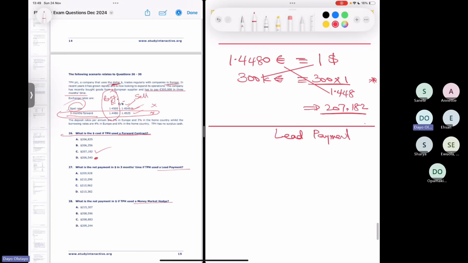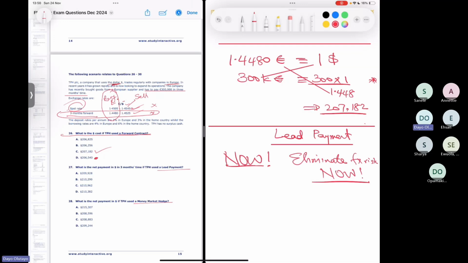Lead payment is 27. Like I said, lead payment is about now. Remember, forward is about future, but lead payment is about now, which means you want to eliminate FX risk now. That's what you want to do. You want to eliminate that FX risk now. Like now, you don't want to delay it. You don't want to keep it for the future.